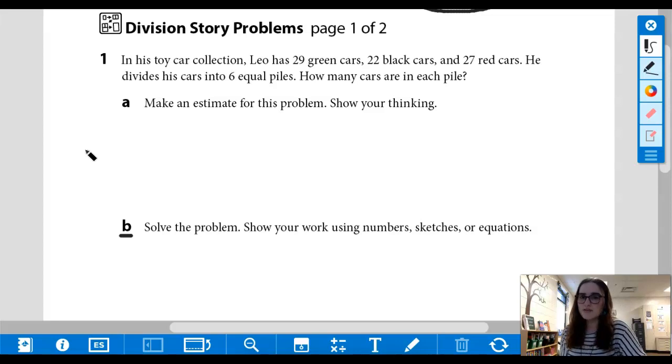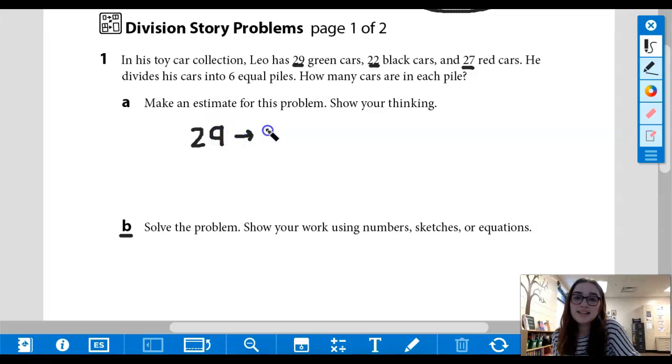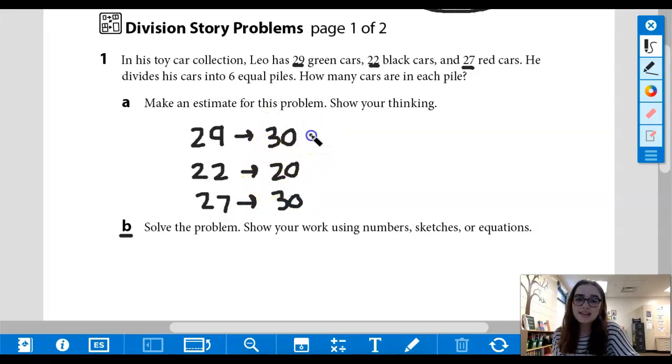So if I was making an estimate for this problem, here's something that you could do. You could notice that each of these numbers could be rounded to a nearest 10. So 29, I know, if we round that to the nearest 10, that's super close to 30. 22, I know, if I rounded to the nearest 10, it would be 20. And 27 rounded to the nearest 10 is 30. Now, when I see 30 plus 20 plus 30, that's a lot easier for me to add up quickly in my head. So 30 plus 30 is 60, plus 20 is 80.